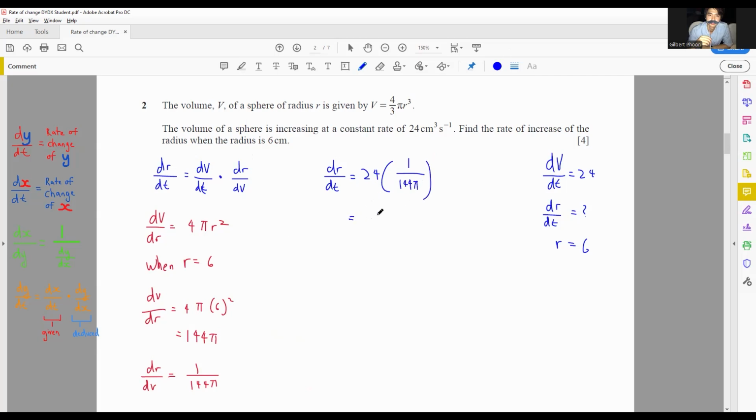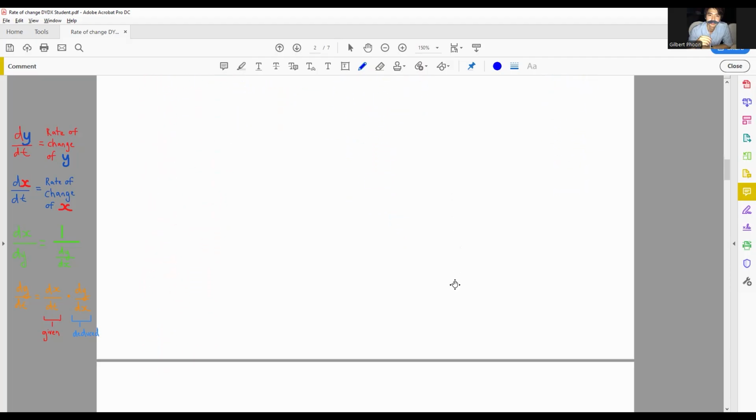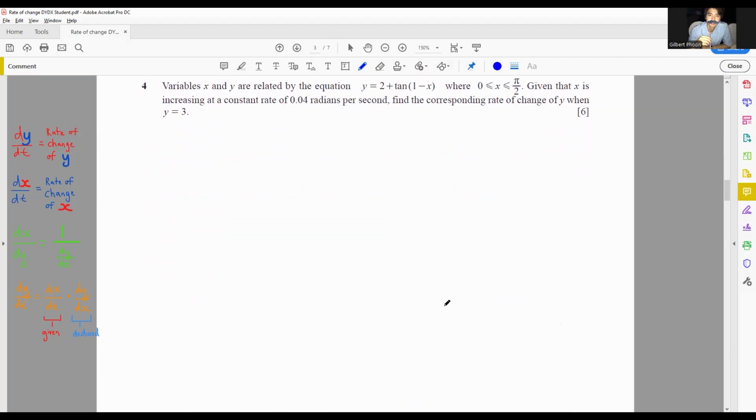Simplifying this, typing this into the calculator, you would have gotten 1 over 6 pi, which ultimately equals 0.0531, to 3 significant figures. Very straightforward, very simple. All you have to do is follow the steps given here, then you'll be able to do this topic without any problems. Okay, next question over here.